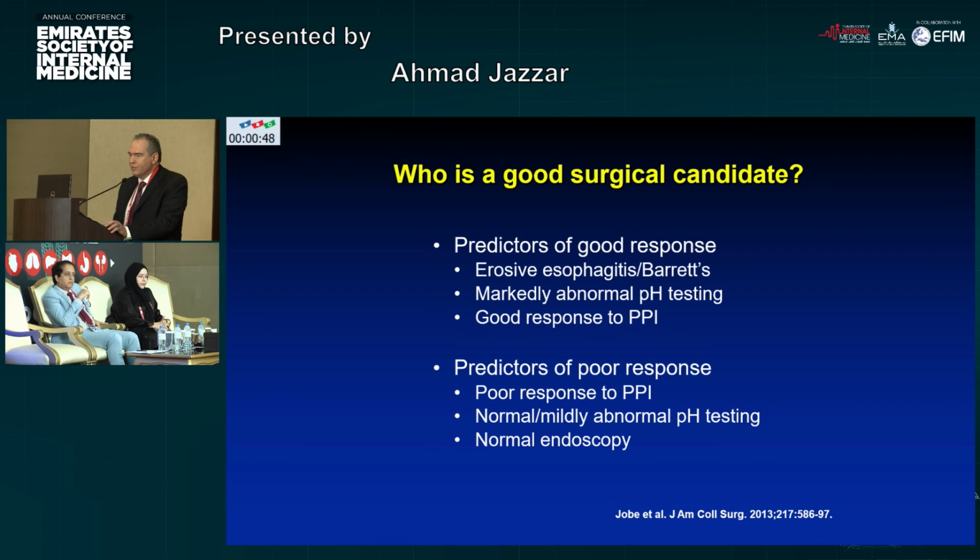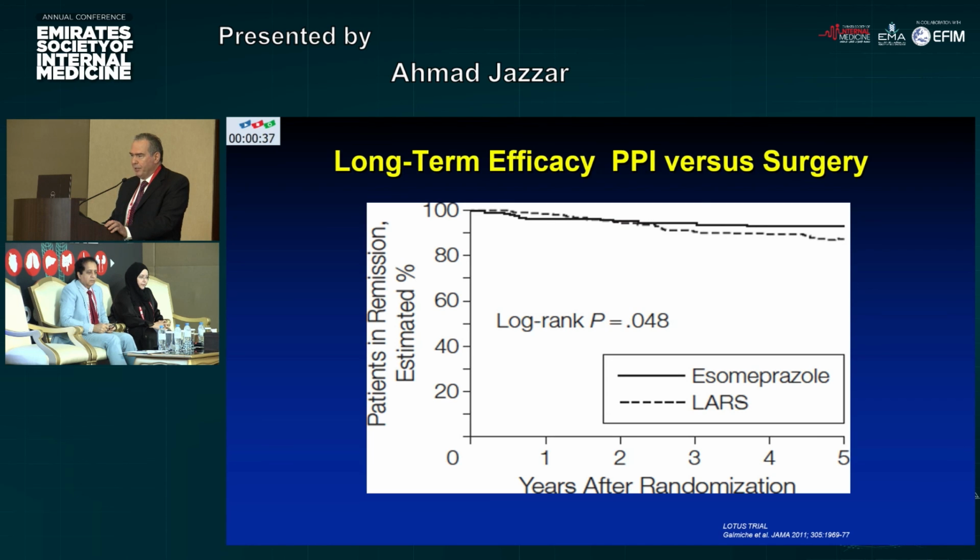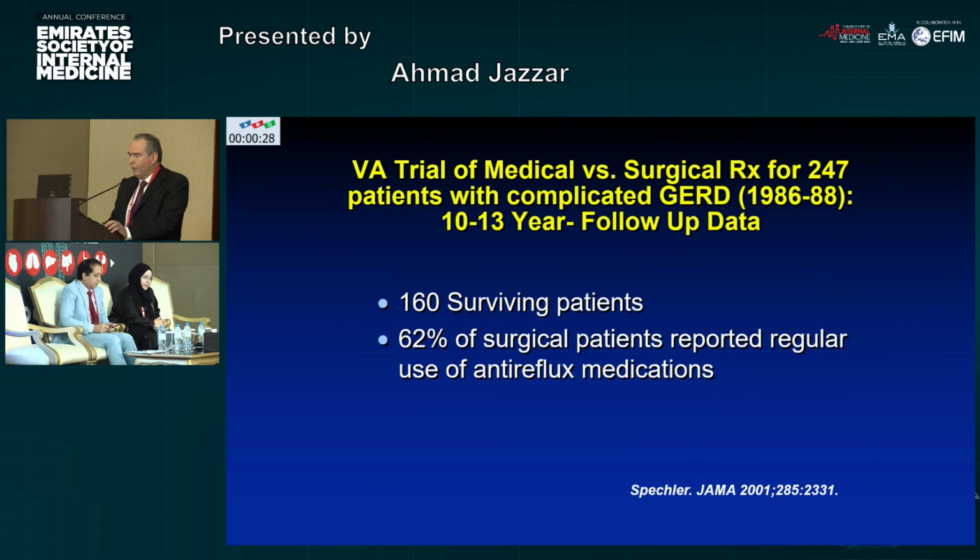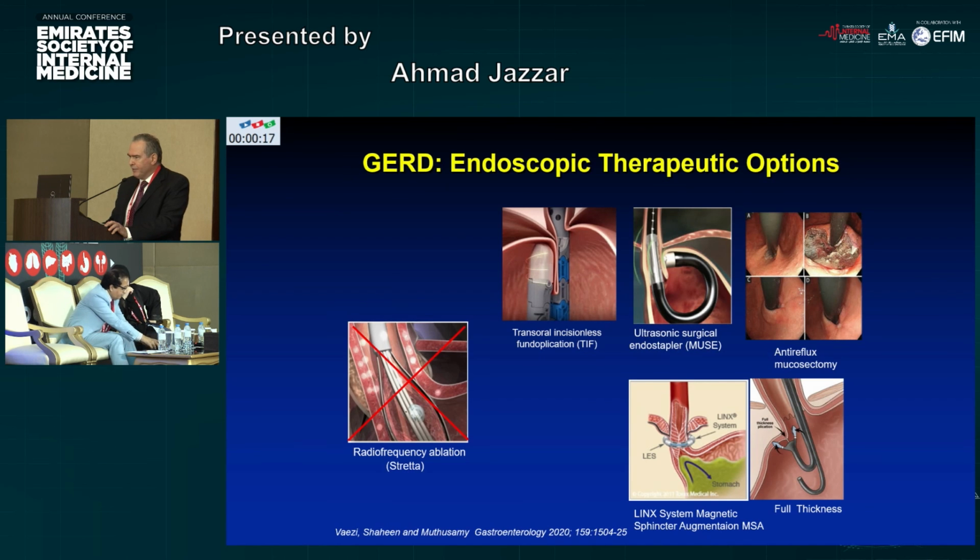Predictors of good response are erosive esophagitis, markedly abnormal pH testing, and good response to PPI. Poor response happens in poor response to PPI patients, normal or mildly abnormal pH testing, and normal endoscopy. Looking at the difference between a PPI and surgery, there's no statistical significance in this analysis that looked at 5-year follow-up. And this is a VA trial that looked at a large number of patients for 10 years. Just to mention that about 62% of surgical patients go back to PPI therapy after 10 years.